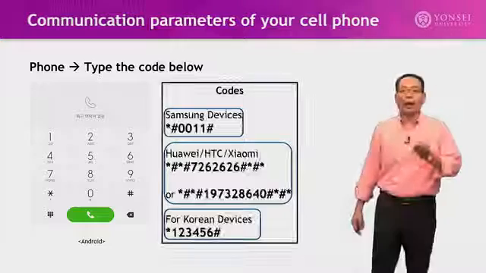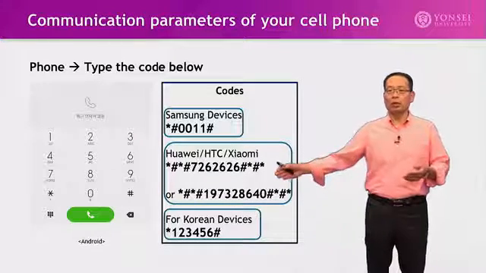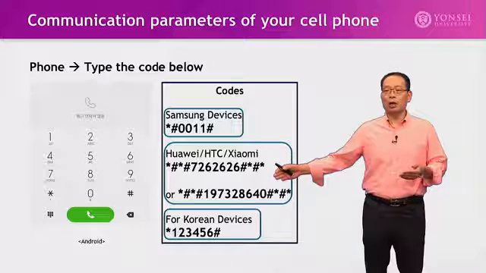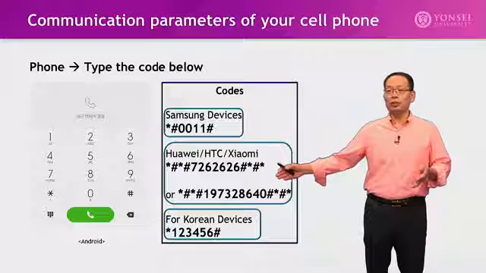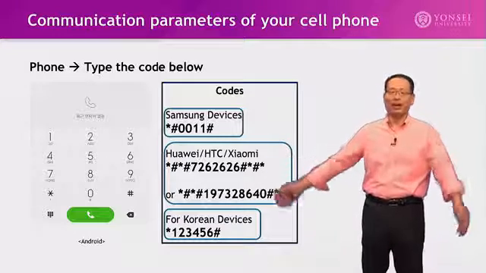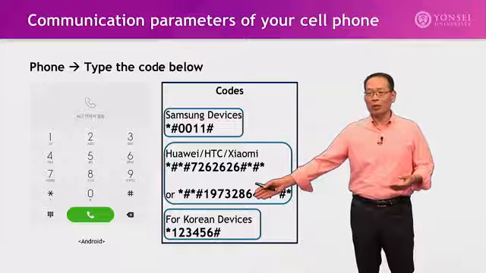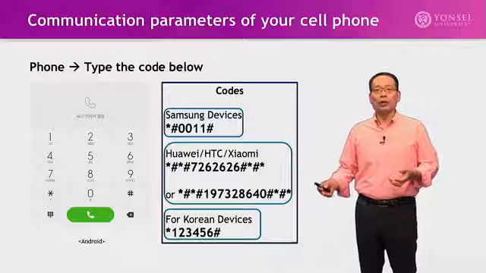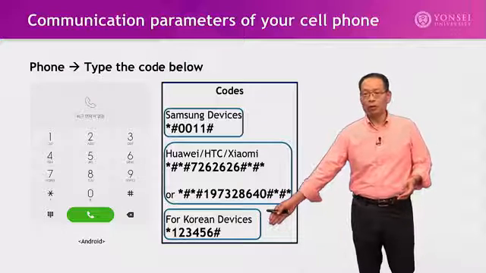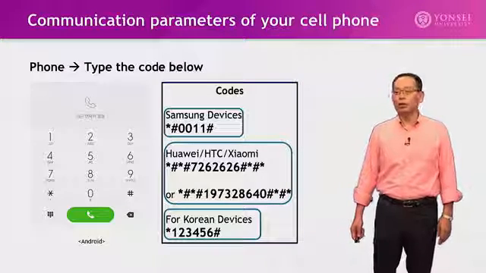If you have a Huawei or Xiaomi device, try typing this code. *#*7262626#***. Wow, long, right? Or the bottom one, the longer one. If you are using an Android phone in Korea, type this one, *12345 and #. Then you will see the same information.